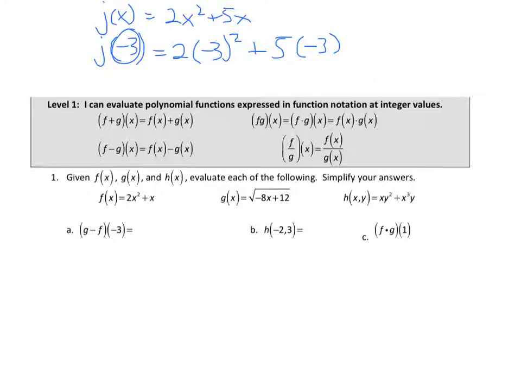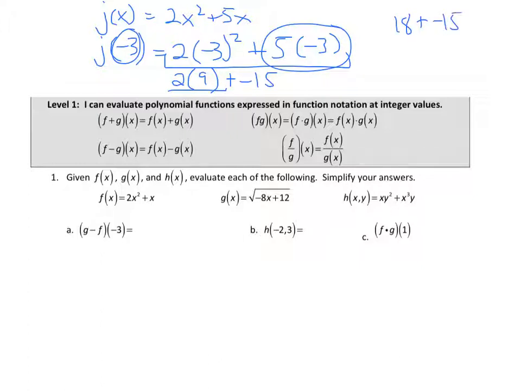At this point, you can plug this whole thing right into your calculator exactly the way it's written, or you can use order of operations and do it by hand. If I use order of operations, my exponent would come first, so I get 2 times -3 squared is +9, so 2 times 9. Next I could multiply this part, and 5 times -3 is -15. 2 times 9 is 18, so 18 plus -15 is 3, and that would be my answer. So that's how we evaluate functions.